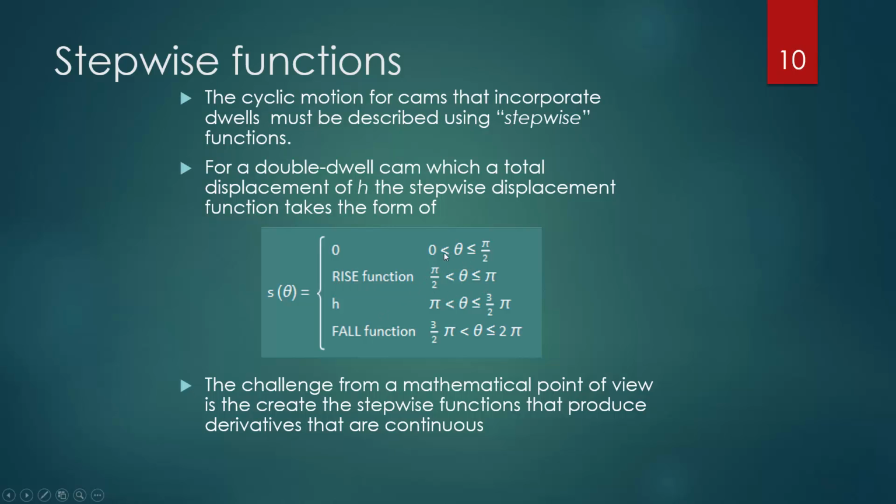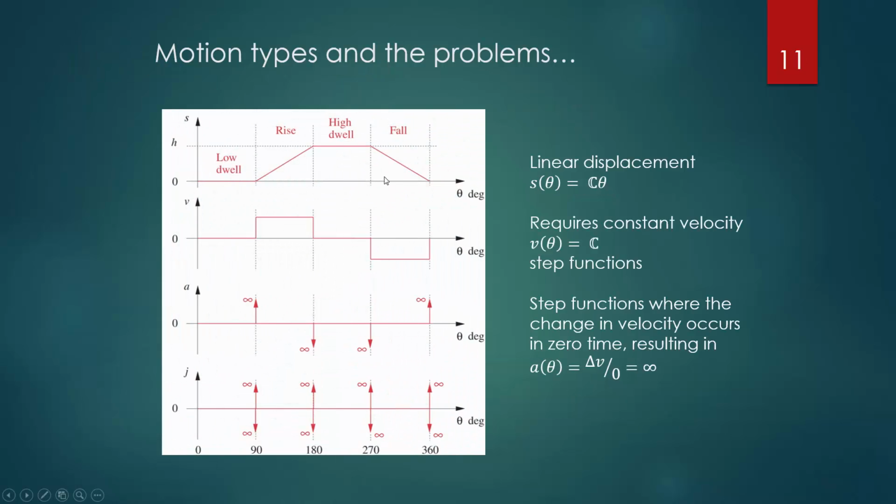And notice that again, I'm using specific intervals. So it's theta being greater than 0 and less than or equal to pi over 2, and then it has to be greater than pi over 2 and less than or equal to pi, and so on. So then we're going to get up to the high dwell at position H, and then go through a fall function. So what we're trying to do is create these stepwise functions such that they produce continuous derivatives.